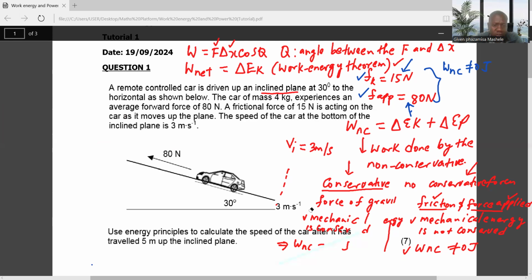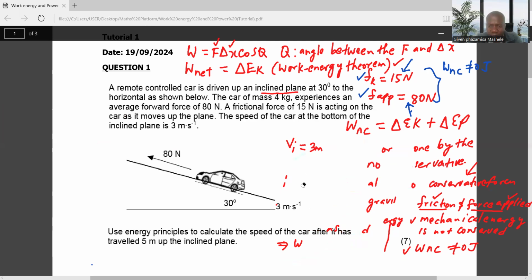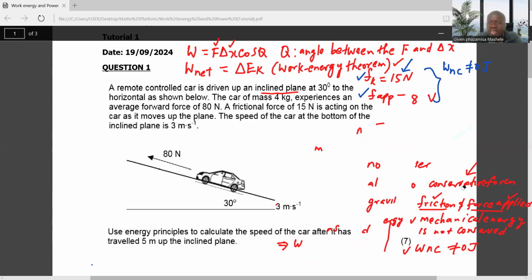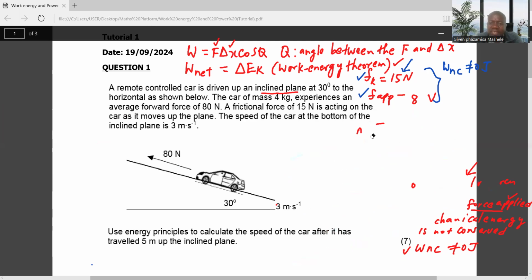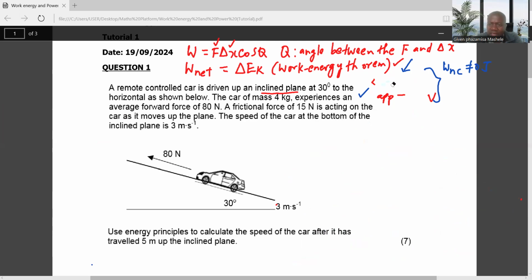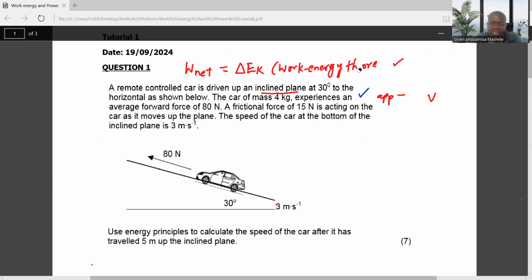Right. Then now, let us look at the question. The question says, use energy principles. And this is very important, guys. Use energy principles to calculate the speed of the car after it has traveled a distance of 5 meters up the incline. We are told to use the energy principle. What are these energy principles?